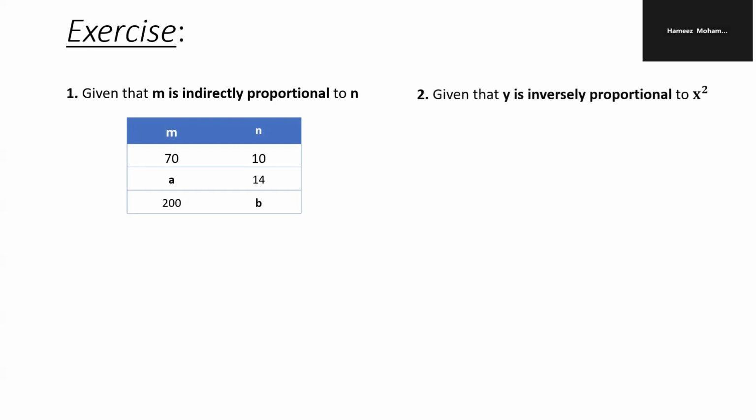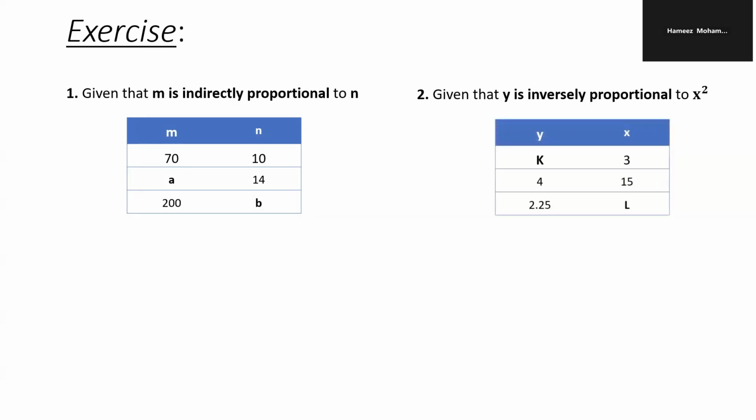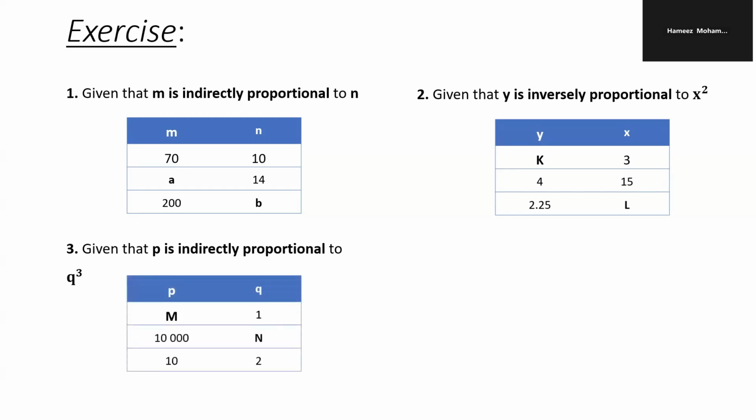We can do the same for the second one, which is Y is inversely proportional or indirectly proportional, they both mean the same thing, to X squared. So Y is equal to K over X squared, and you can go across and solve for this as well, starting with the middle line in order to help us find K. The third question, P is indirectly proportional to Q cubed. So P is equal to K over Q cubed. And we can do the substitutions here and solve. And finally, A is indirectly proportional to the root of B. So that means we're going to get some versions of that there.